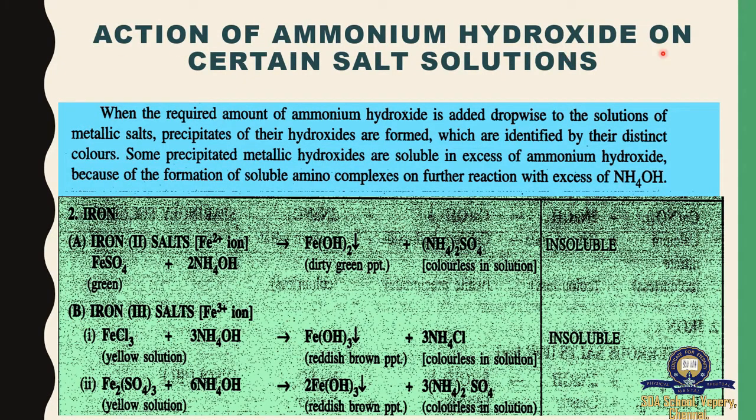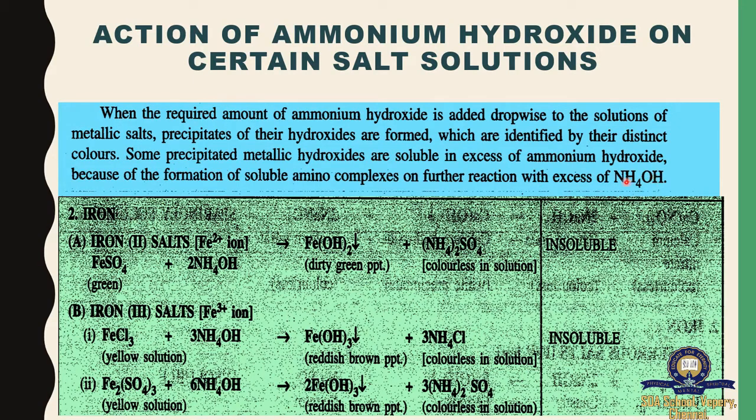Action of ammonium hydroxide on certain salt solutions. Here, the ammonium hydroxide is added dropwise to the solution of metallic salts. Precipitates of the hydroxide are formed, which have distinct colors. Because the different colors are precipitated, we are going to identify the salts. Some precipitated metallic hydroxides are soluble in excess of ammonium hydroxide because of the formation of soluble amino complexes on further reaction with excess of NH4OH.